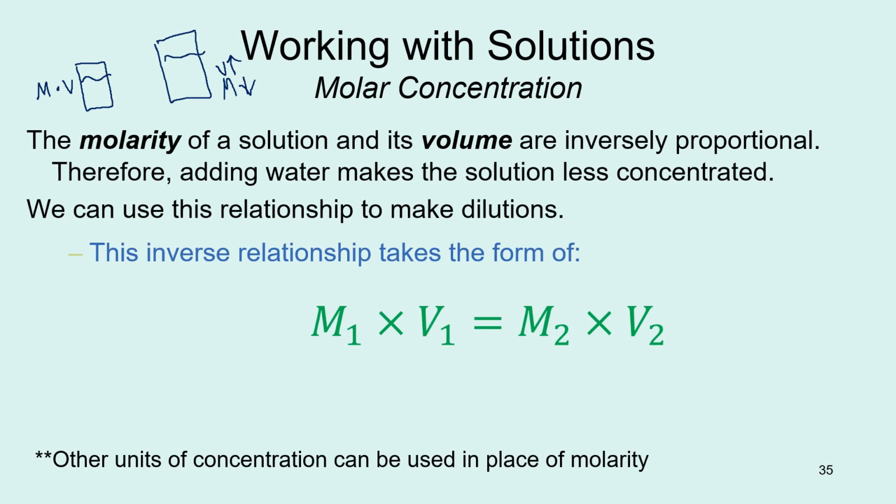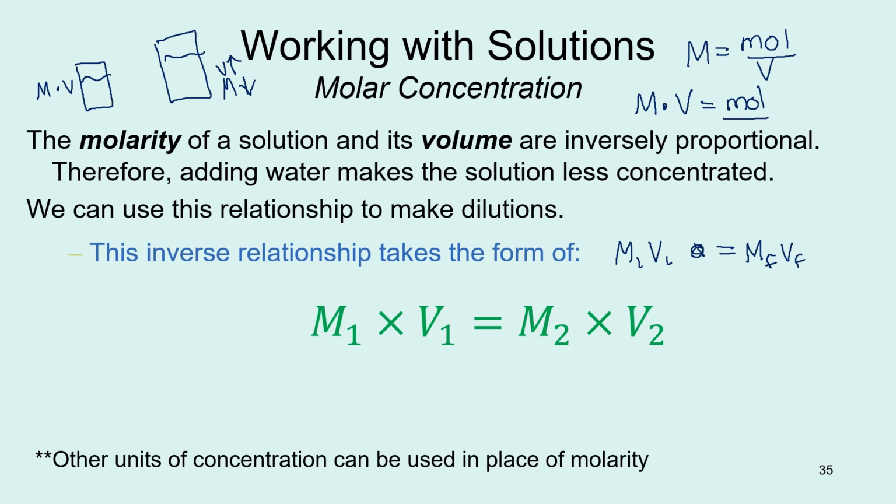M1 times V1 equals M2 times V2, where 1s mean the initial and 2 means the final. Sometimes you'll see M initial, V initial equals M final, V final. Doesn't matter, 1s and 2s. Now, how did I get this equation? Well, remember on that last slide, we said molarity equals moles per volume. If I multiply both sides by volume, I get M times V equals moles. And when we're doing a dilution, we're not changing how many moles. We're putting a certain amount of solute in there, and then all we're doing is changing the volume by adding water. So the amount of moles never changes.